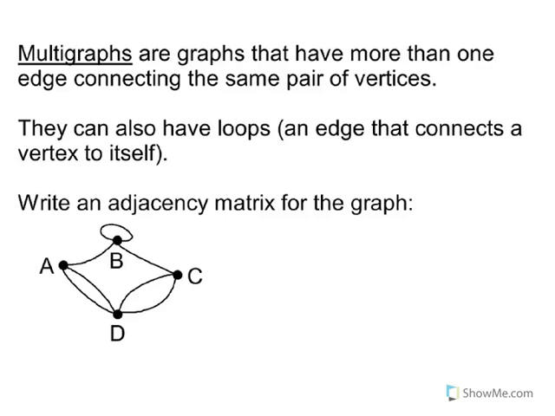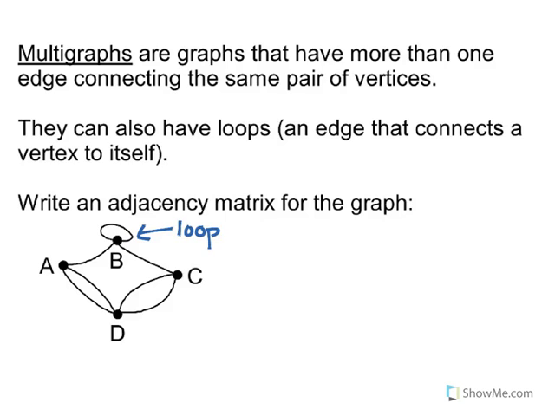All right, the last new thing we need to talk about are multigraphs. Now, multigraphs are graphs that have more than one edge connecting the same pair of vertices. Okay, they can also have loops on them or an edge that connects a vertex to itself. So here's an example of a loop. All right, and that counts as a single edge, but it's connecting B to itself.